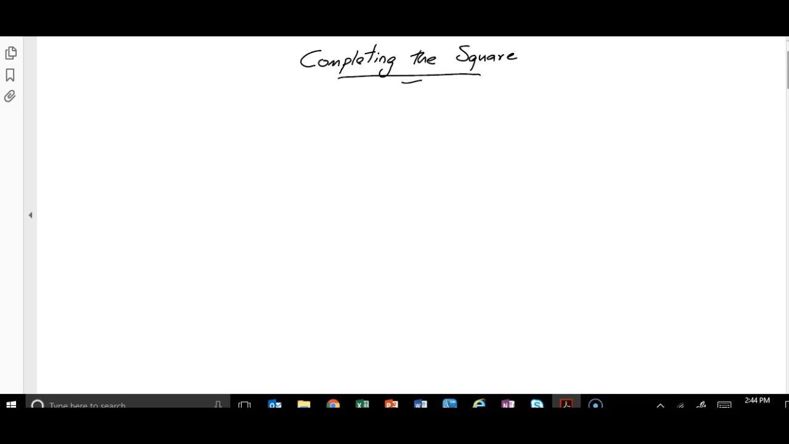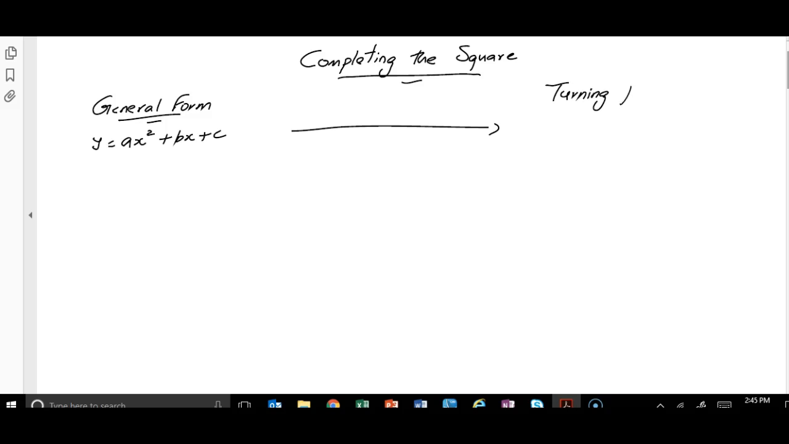Now, quickly revisiting what completing the square is. Completing the square is a process where we convert the general form of a quadratic function, which is y equals ax squared plus bx plus c, into the format of turning point form, which is y equals a brackets x minus h the whole squared plus k.